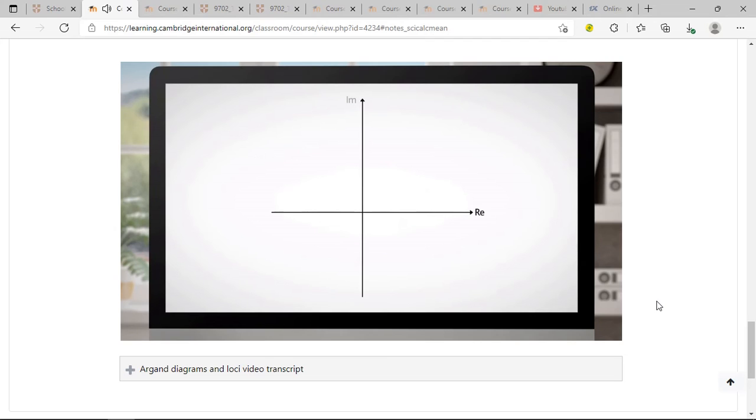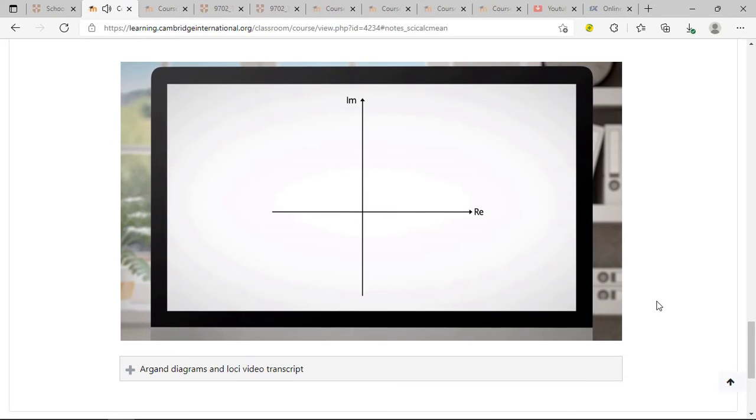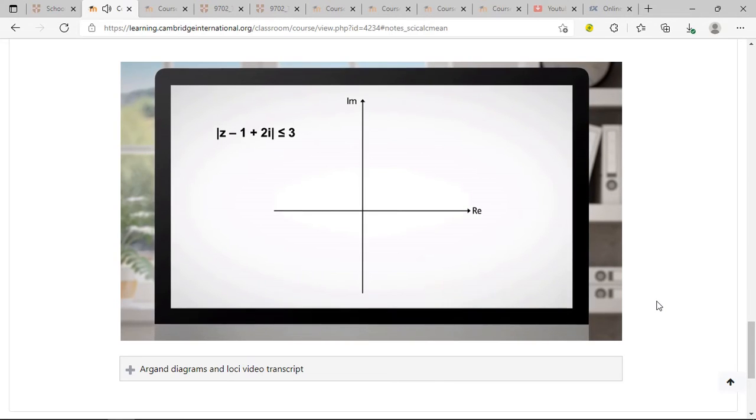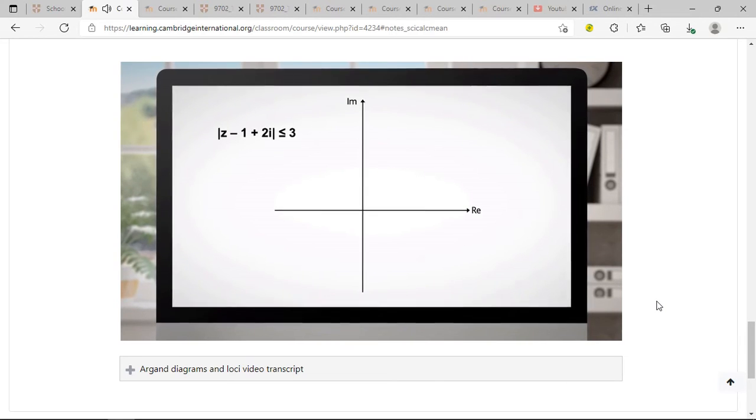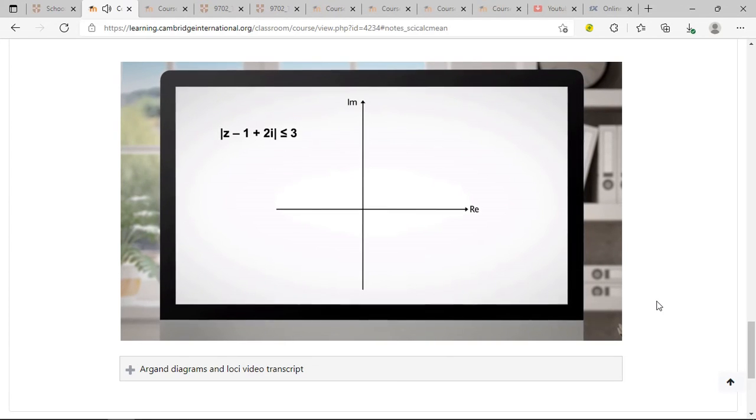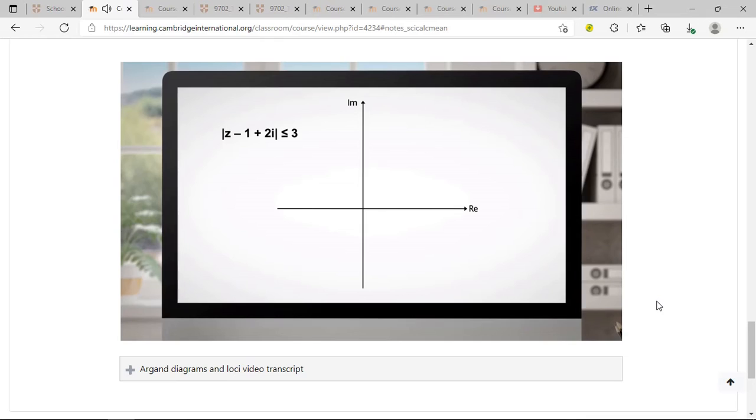Let's imagine that a circle is translated from the origin in 2 dimensions, not just along one of the axes. How can you find its center? Consider this inequality. It states that the distance between z and some point is less than or equal to 3, so that point must be the center of the circle. How can you find the point?